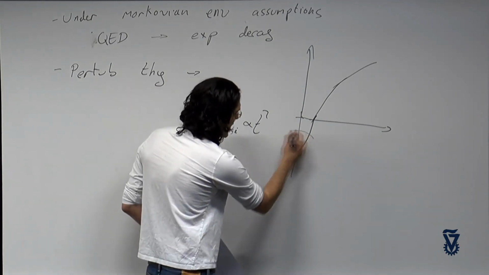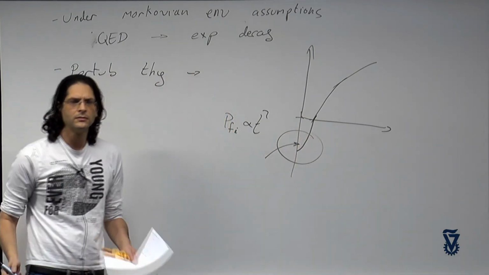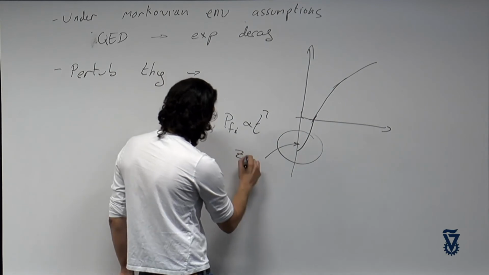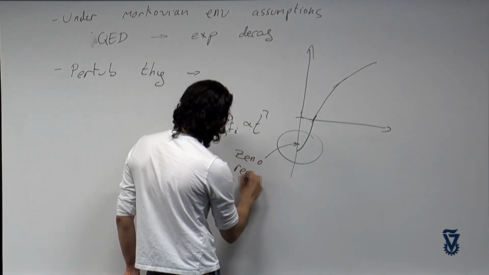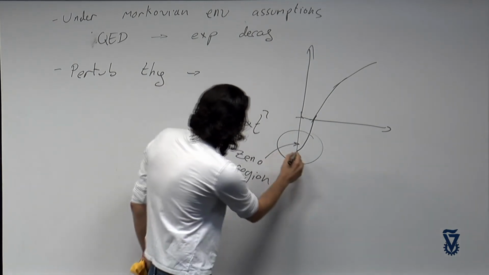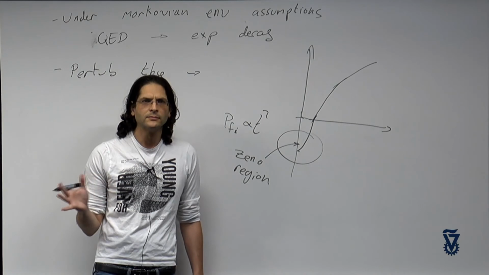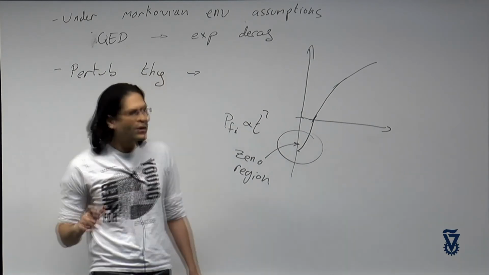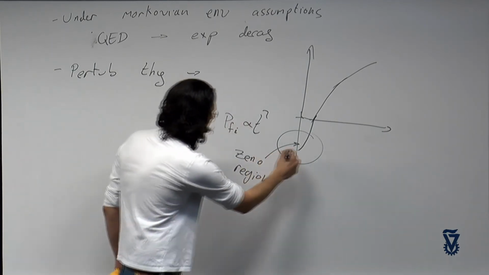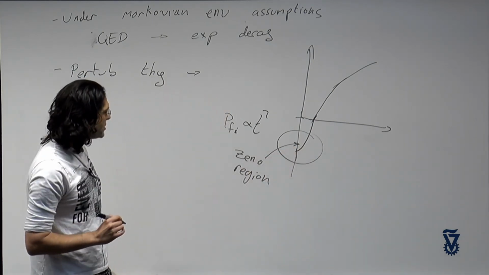And I don't know if you've ever heard of this region. Does anyone know what this region is called? Anyone heard of this? No? This is called the Zeno region, or the Zeno regime. Anyone know why? Anyone know of the Zeno paradox? No. Okay, so maybe we won't take a detour into this, but it entails an interesting consequence.